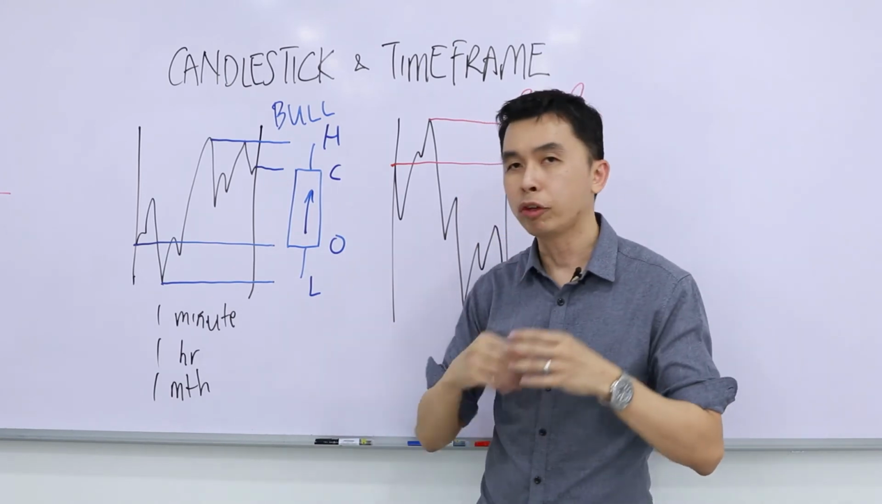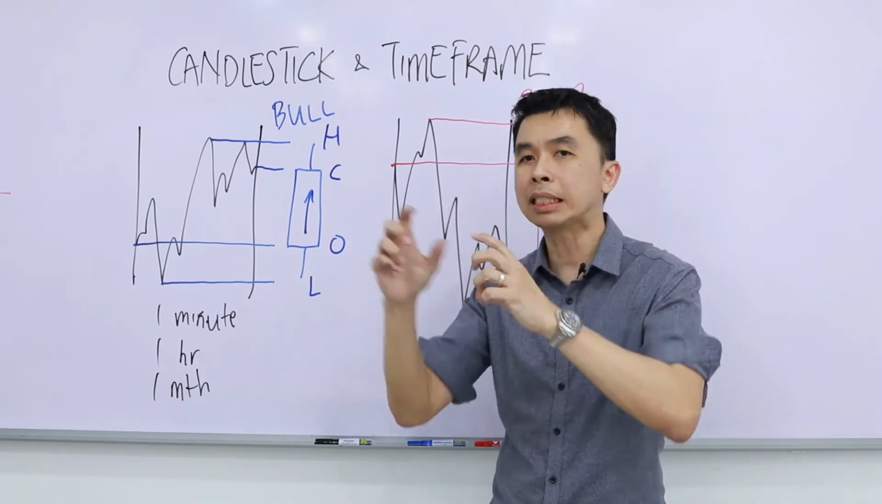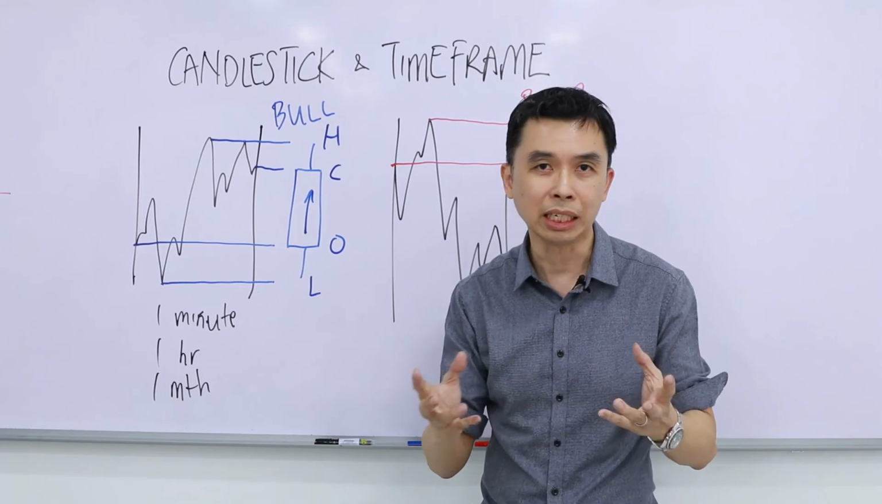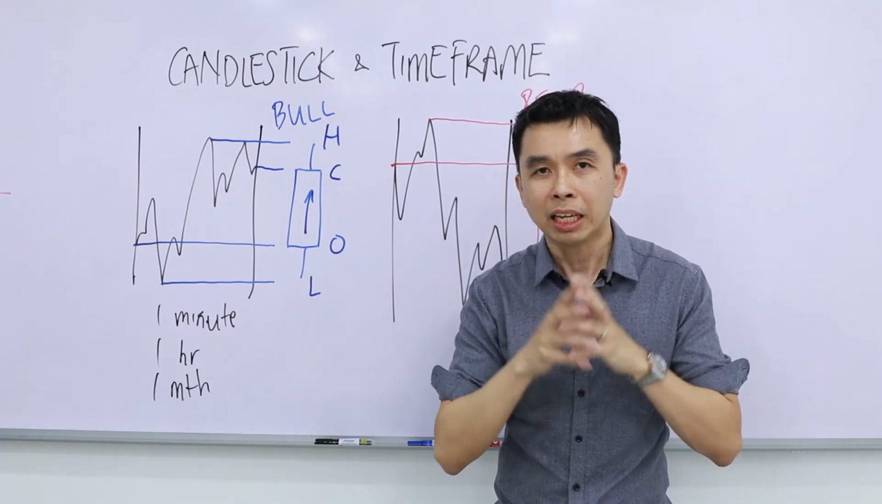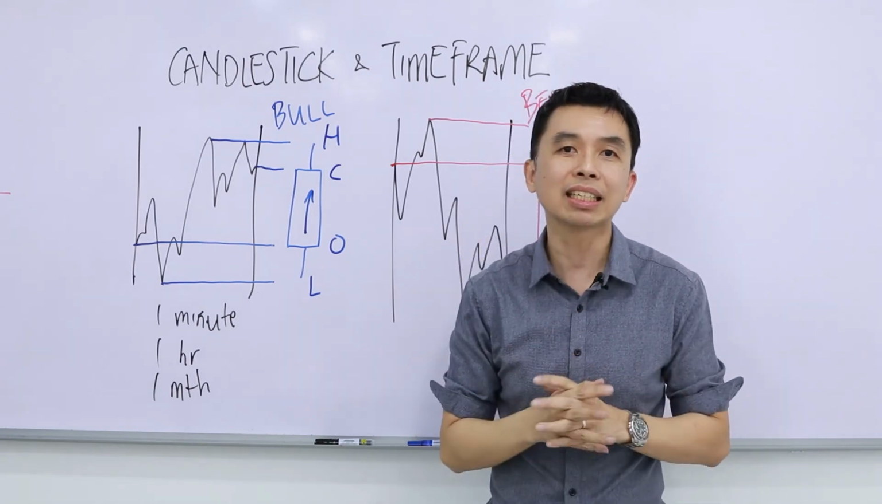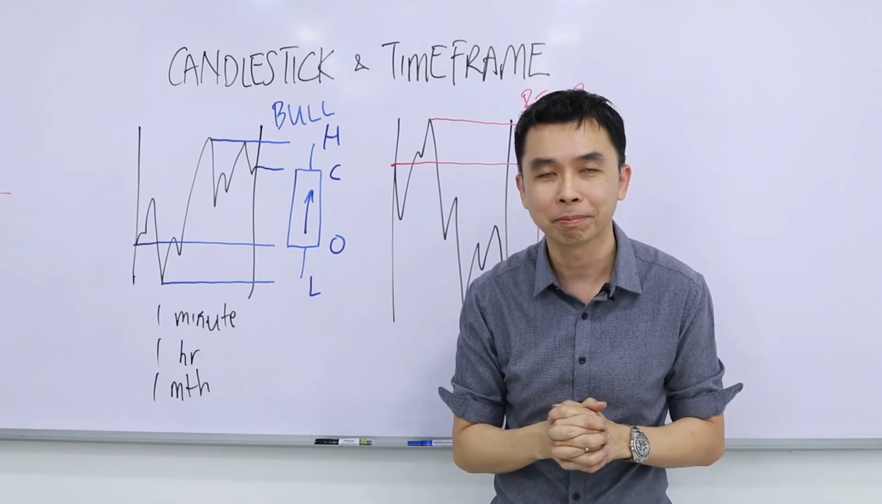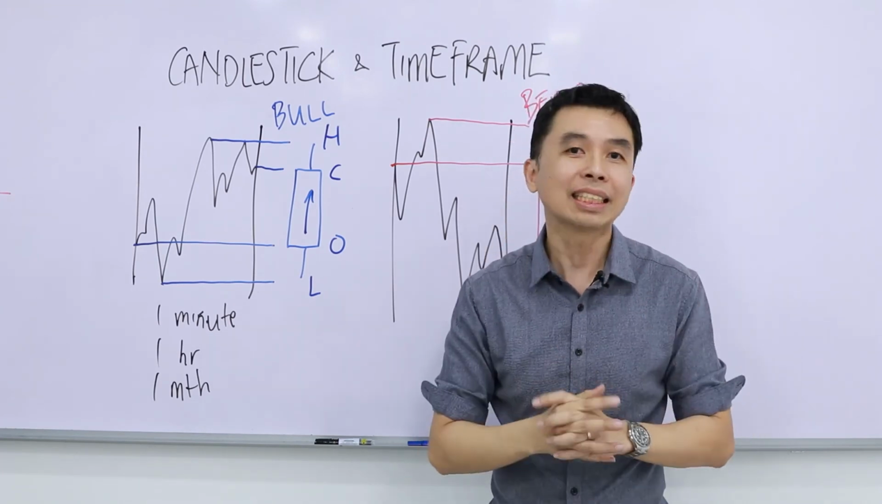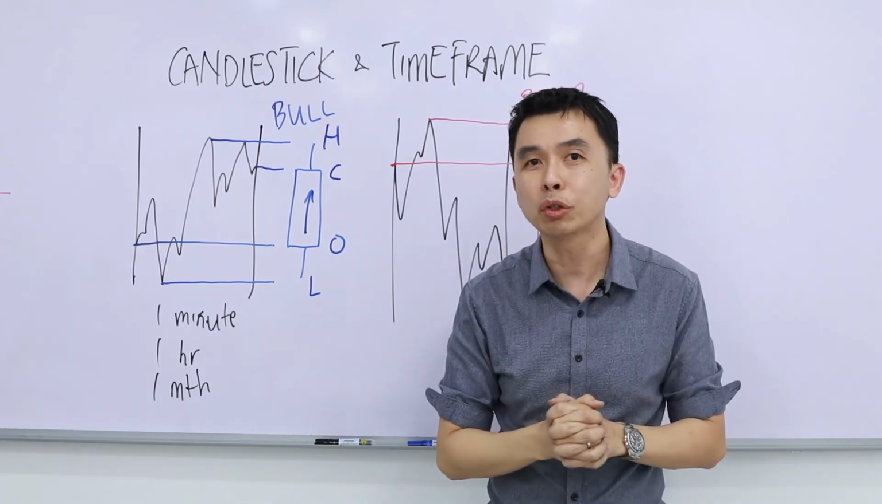Meaning to say, if you are looking at a 1 minute chart, every single candlestick that you see represents 1 minute of price movement. If we are looking at a daily chart, every single candlestick is representing 1 day of price movement. So next lesson, I will go to the trading platform where I will show you how you can be taking your first trade.